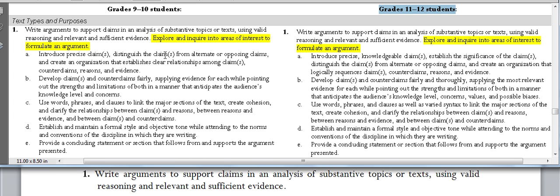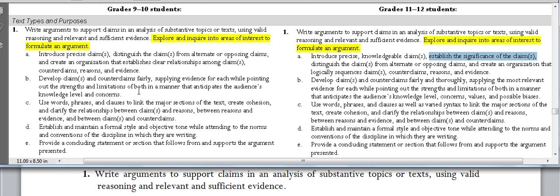Explore and inquire into areas of interest to formulate an argument. The demands for high school are pretty rigorous. In the 9th and 10th grade, students must introduce precise claims. In 11th and 12th grade, they must introduce precise, knowledgeable claims. They must create an organization that establishes clear relationships among claims, counterclaims, reasons, and evidence. And in 11th and 12th grade, they have to further establish the significance of the claims.